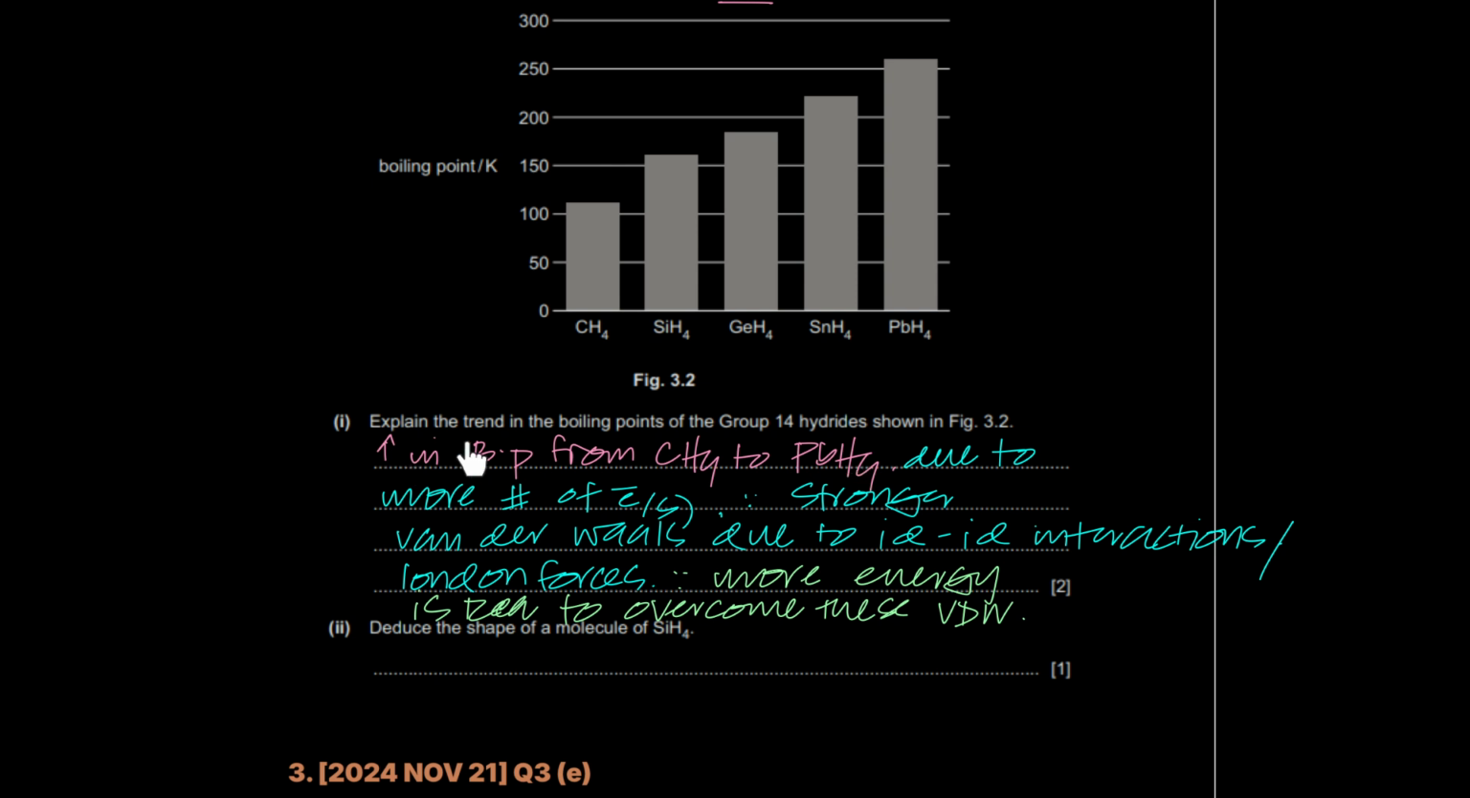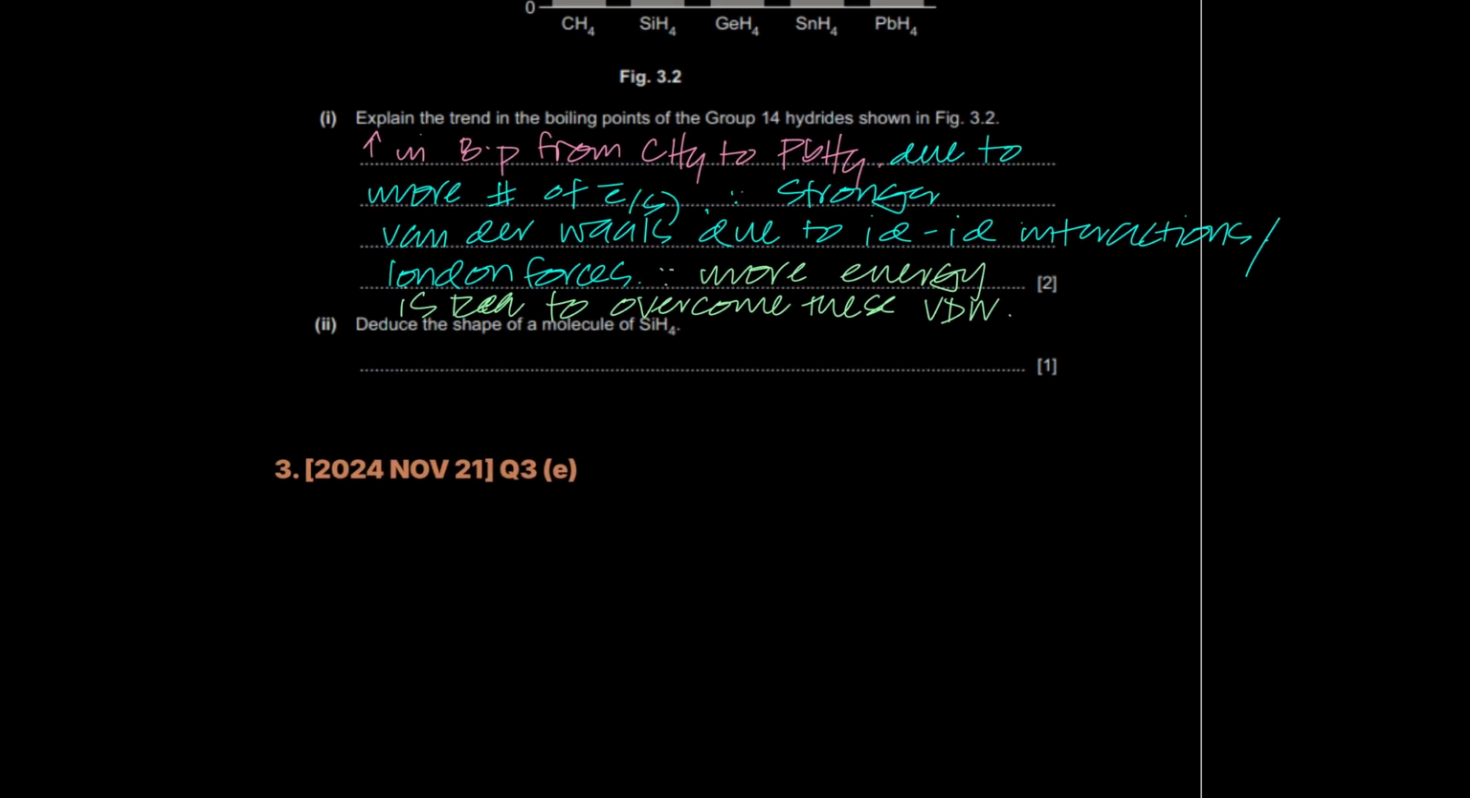Yes. That's the trend. Why? Due to more number of electrons as you go from CH4 to PbH4, and more number of electrons means stronger van der Waals due to ID-ID interactions, or you could say due to London forces, dispersion forces, and therefore more energy is required to overcome these van der Waals forces.